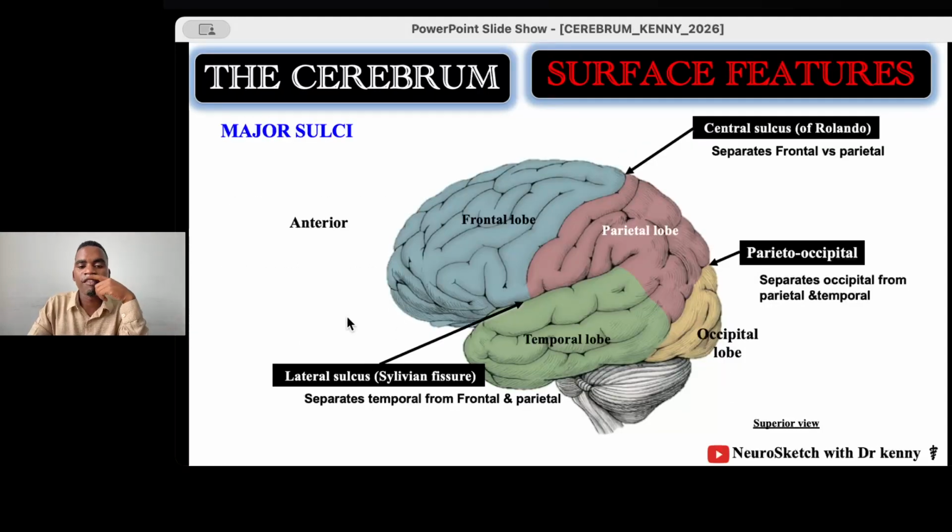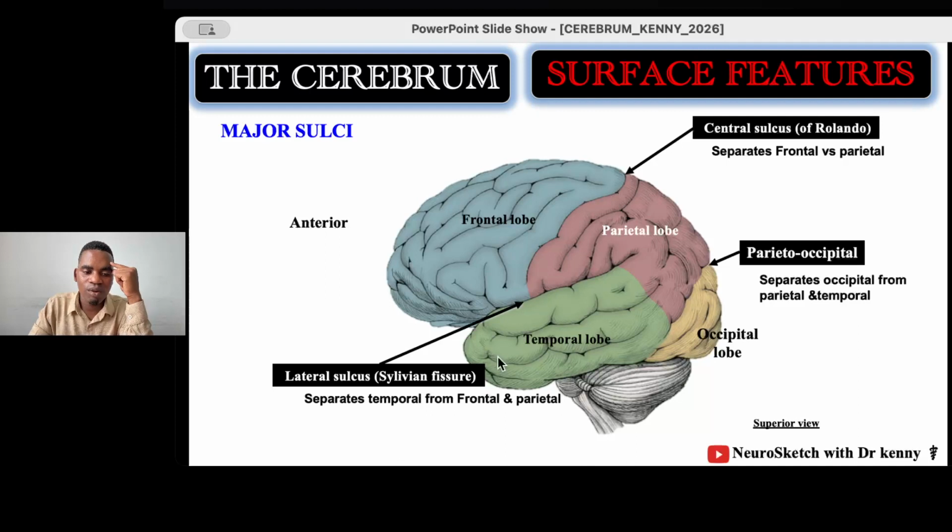Let's see some of the famous sulci. Sulcus number one is called the central sulcus, also known as the sulcus of Rolando or Rolandic fissure. All these names are for this sulcus: central sulcus, sulcus of Rolando, Rolandic fissure. This one separates the frontal lobe from the parietal lobe. It's between the frontal and the parietal lobe.